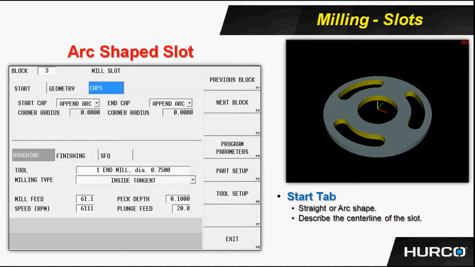The caps can be appended, included, or aligned just like they were in the straight slot. So the only real difference is the Geometry tab has a few more fields that we can enter information in, and we're using this as an arced slot instead of a straight slot.